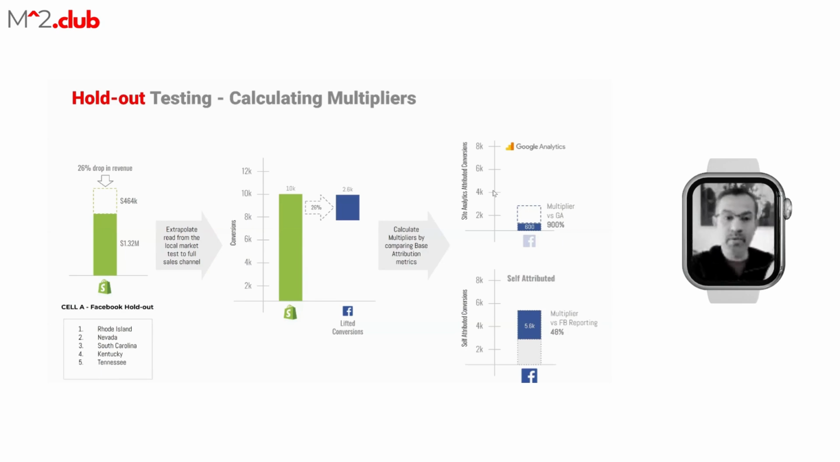So now you've gone from, hey, I'm spending some dollars and all I have is last click reporting, to knowing what the contribution is and how to translate that contribution into an ongoing multiplier, which you can apply to get daily causal reporting for your Facebook campaigns. Okay.